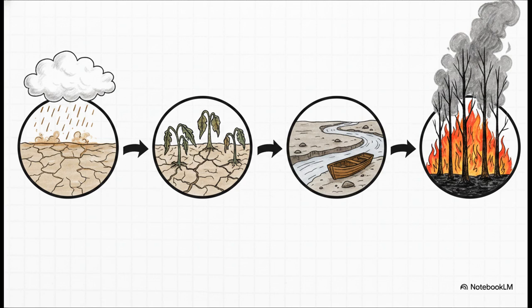It almost always kicks off as a meteorological drought, which is just a pure lack of rain. But if that persists, it morphs into an agricultural drought as the soil dries out and crops start failing. From there, it deepens into a hydrological drought. That's when rivers and underground aquifers physically shrink. And ultimately, if it keeps going, it hits the socioeconomic and ecological stages, completely disrupting energy supplies and sparking those devastating wildfires we see on the news.